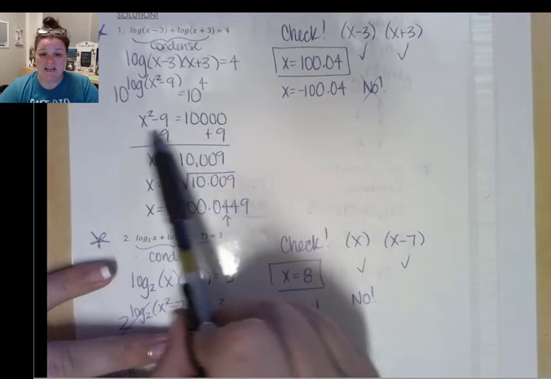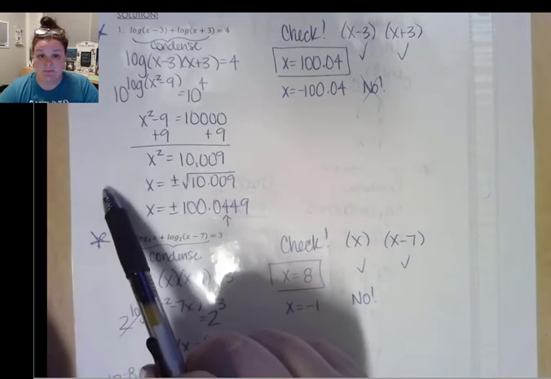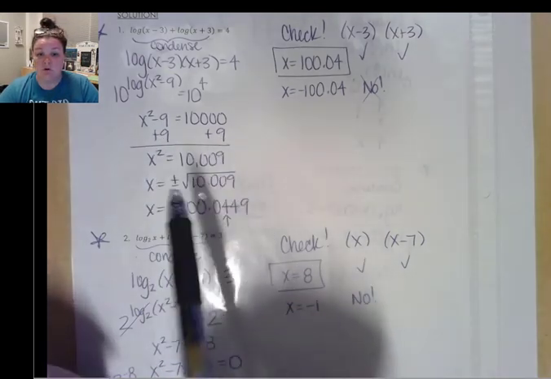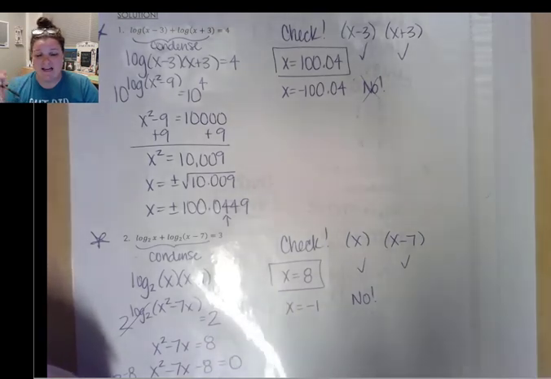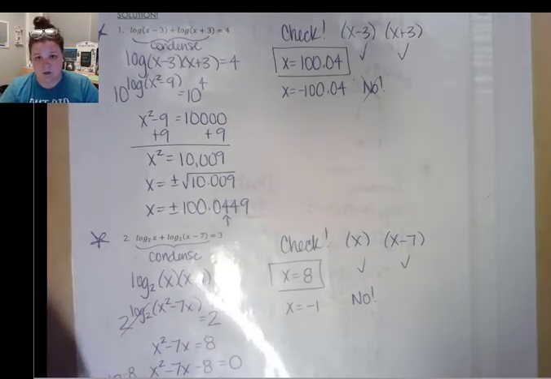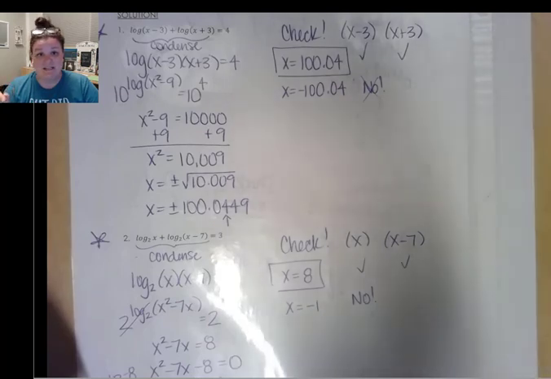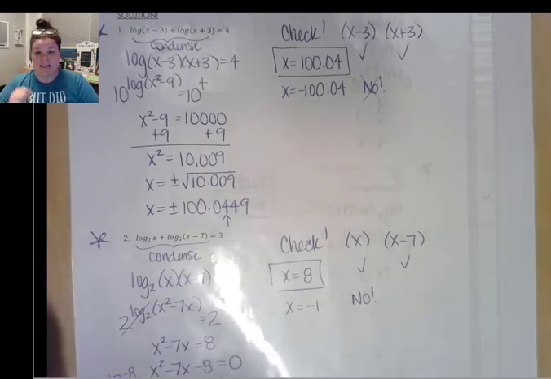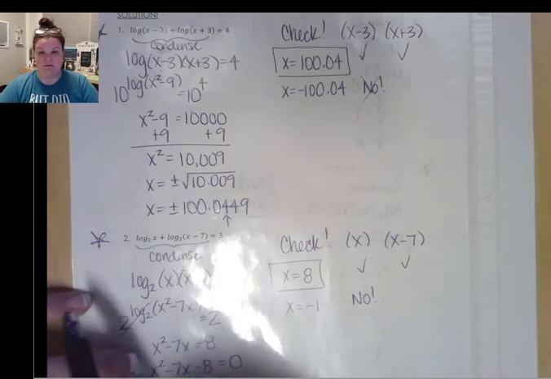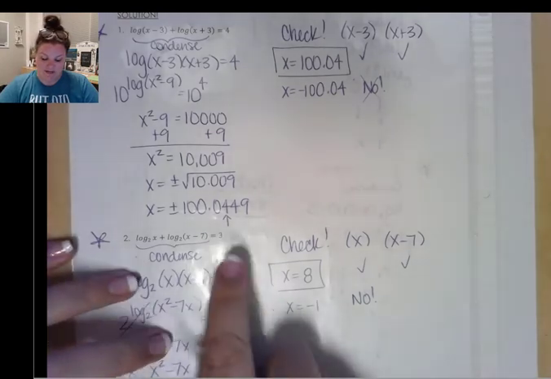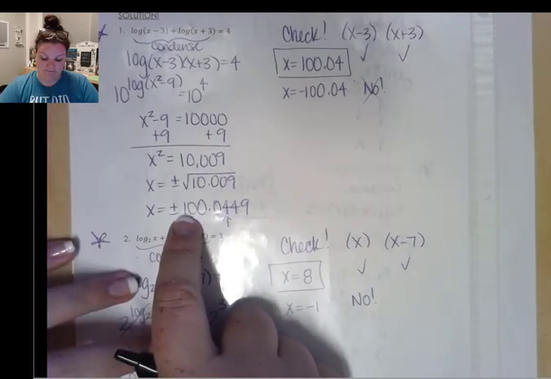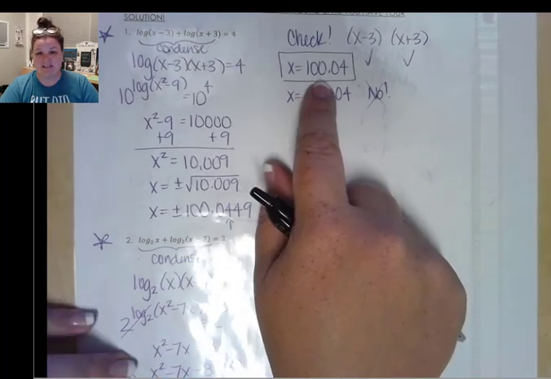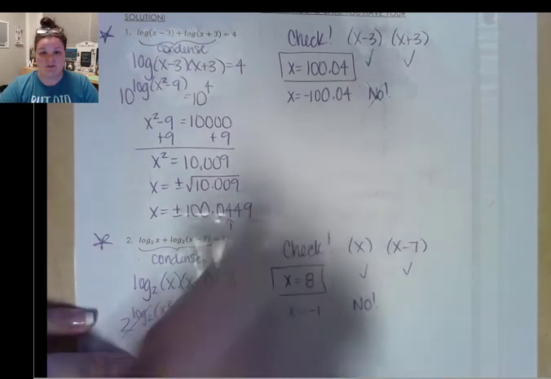Since I no longer have an x term, I can solve this one by using the square root method. So I'm just going to move my 9 over and then take the square root. Don't forget your plus or minus. I know in this case the negative didn't work, but that's not always the case. Sometimes the negative and the positive answers both work, okay? So make sure you're not forgetting that plus or minus, okay? So our answer should be 100.04 because that's the only one that checked out when we checked it with the inside values of our logs.